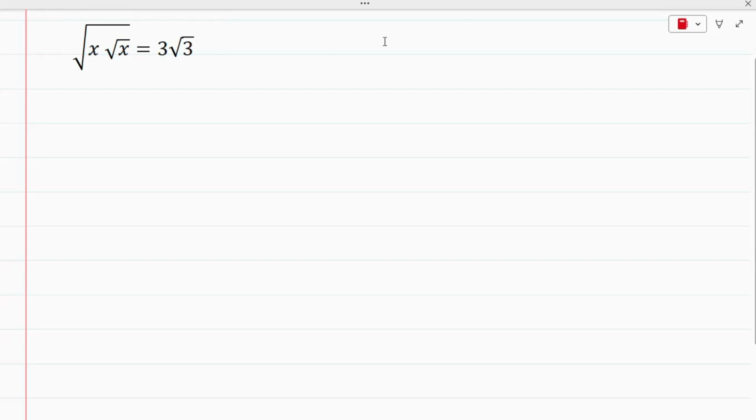So right here we have this question that says the square root of x into the square root of x is equal to 3 square root of 3. Now we have to find the value of x. So the first thing we want to simply do right here is to square both sides.